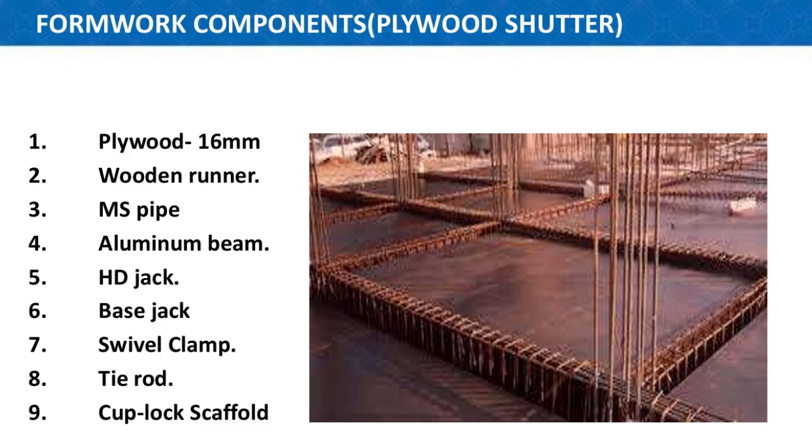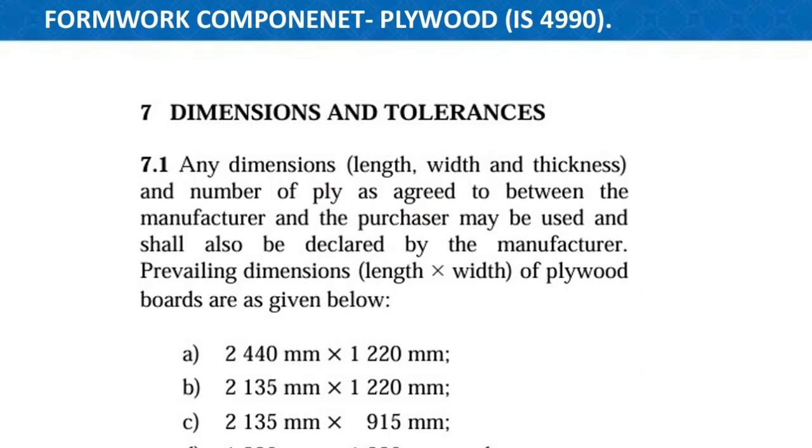First component is plywood. In the plywood, what is the IS code? That is IS 4990. Now, the dimension and tolerance of the plywood is given in IS 4990 in clause 7.1. Any dimension, length, width, thickness and number of plies as agreed between the manufacturer and the purchaser may be used and shall also be declared by the manufacturer.